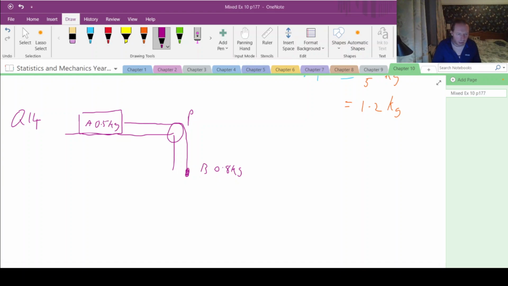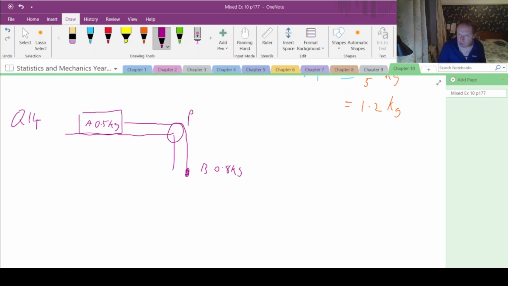Here we are, getting to the end. Stats and Mechanics, Year 1, Chapter 10, Question 14. A block of wood, A, mass 0.5 kilos, rests on a rough horizontal ground. Attached to a string, light and inextensible, that passes over the pulley at the edge of the table. The other end hangs 0.8 kilos, free as shown.